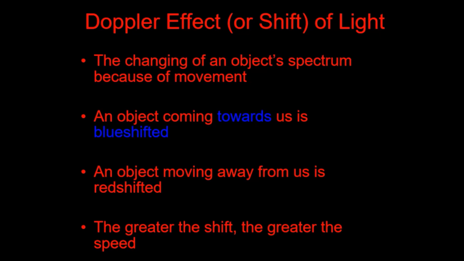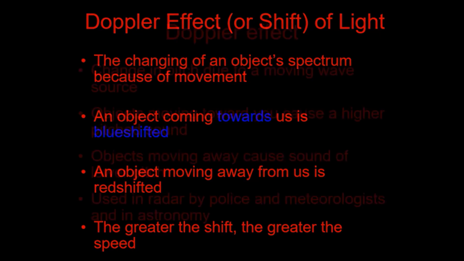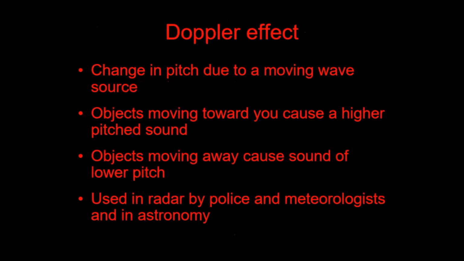If an object's coming towards us, it's usually shifted towards the blue end of the spectrum, towards the shorter wavelengths. If an object is moving away from us, it's usually red shifted towards the longer wavelengths of the spectrum. The other thing we know is the greater the shift, the greater the speed. And that's basically the same as the change in pitch with a sound wave due to a moving sound wave. Objects moving towards you are higher, objects moving away are lower.